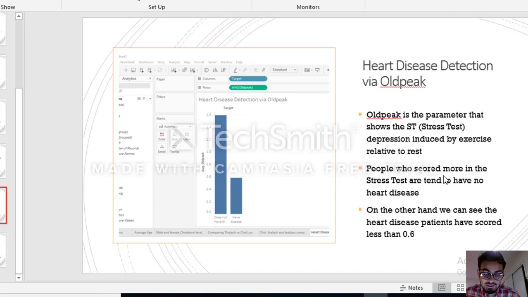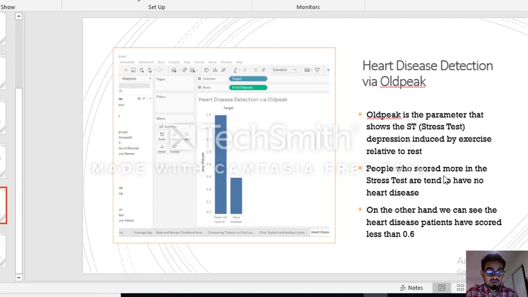If you look closely at the diagram, you can see that the people who have scored 0.6 or less on average are affected by heart disease. On the other hand, the people who have scored 1.6 or less on average do not have heart disease. By comparing these two factors, we can come to a conclusion that the higher numbers scored in oldpeak are the people who do not have heart disease, and the lower numbers scored in oldpeak are actually affected by the heart disease problem.